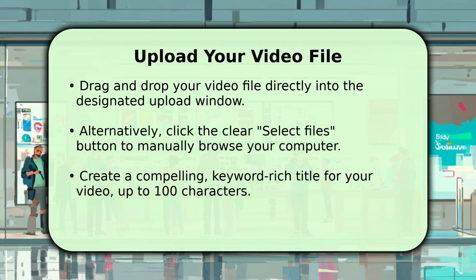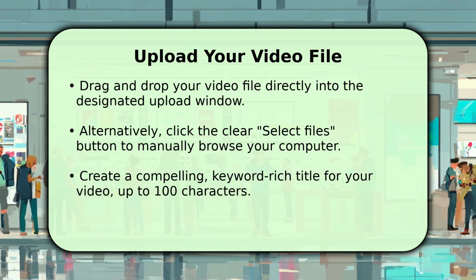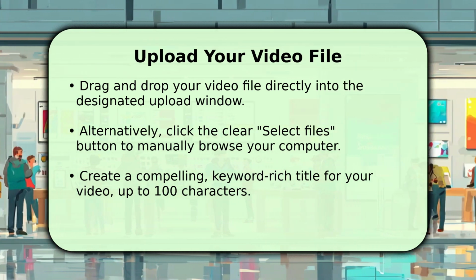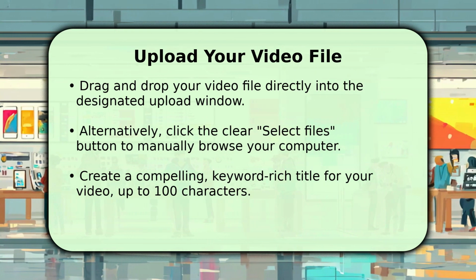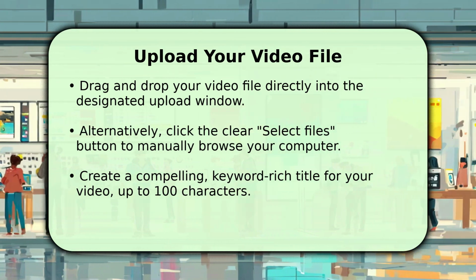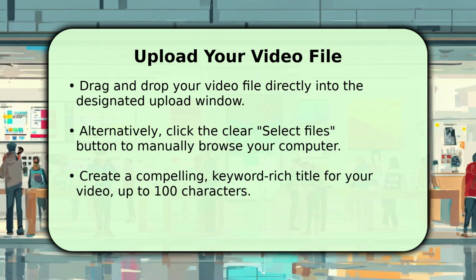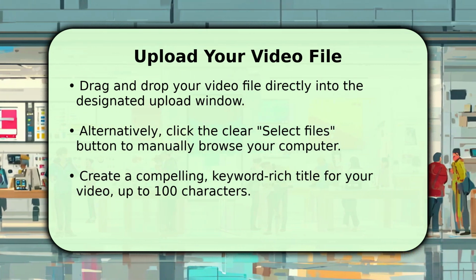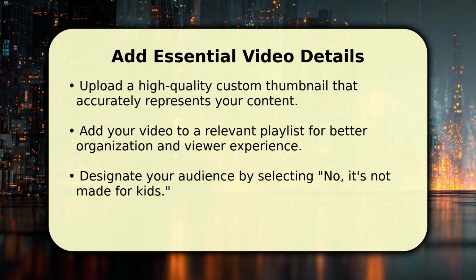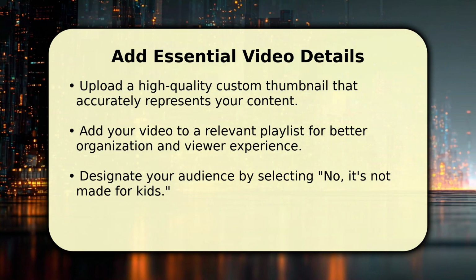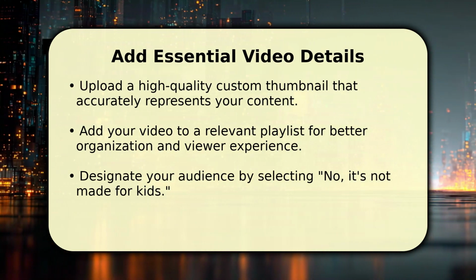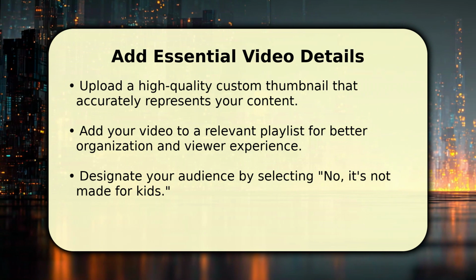Immediately after your file is selected, create a compelling title, aiming for under 100 characters. Also, write a comprehensive description, which can be up to 5,000 characters, utilizing keywords to enhance discoverability. A strong custom thumbnail is crucial for viewer engagement. It's the first visual viewers see, so make it high resolution and compelling.